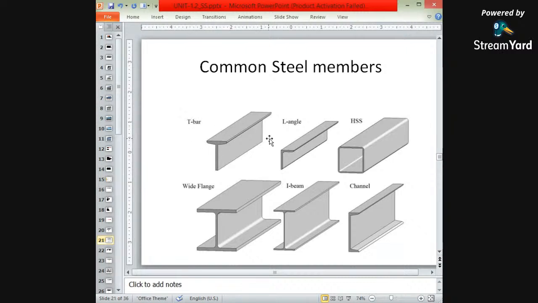So T sections, L section, HSS, there are standard sections, circular, tube sections, wide, I beam sections. This is I sections, I beam sections. But here the width is also wide. The wide flange sections are there. This is normally I sections, which have the shape of I, and this is C sections, which is nothing but the channel sections. So these are the various shapes of the steel sections: T, L, wide flange, I beam sections and channel sections.